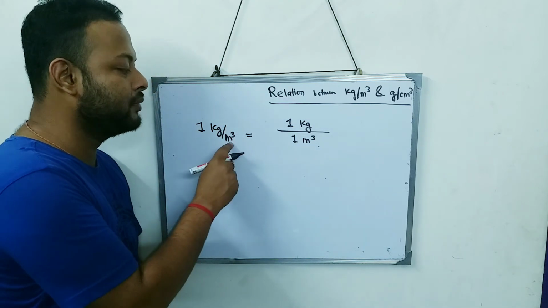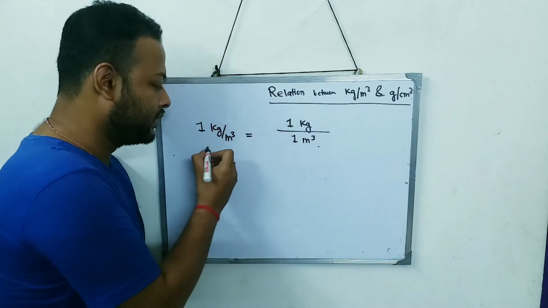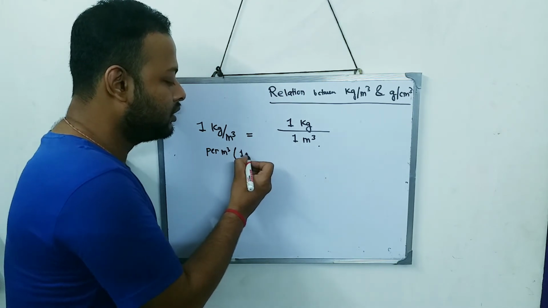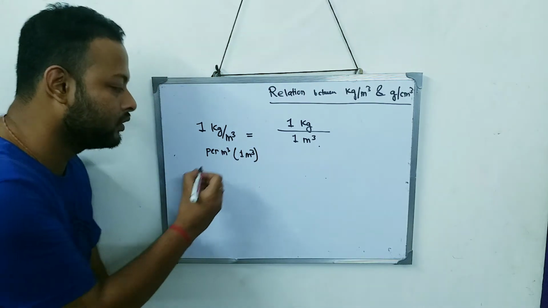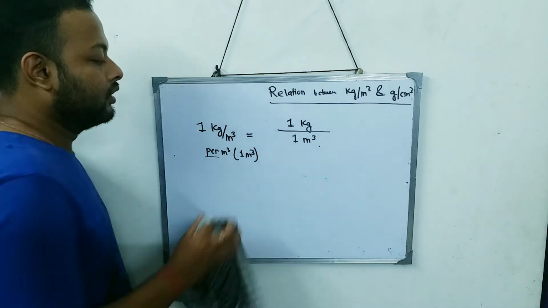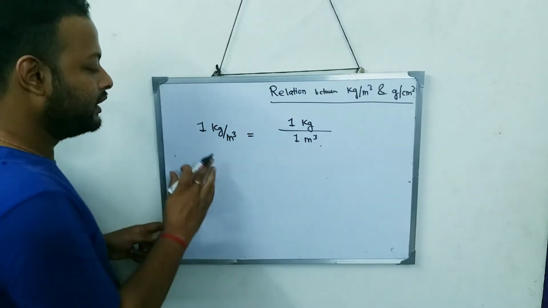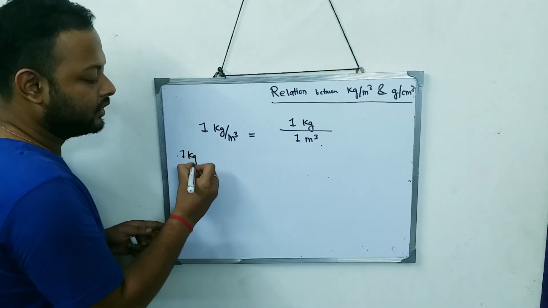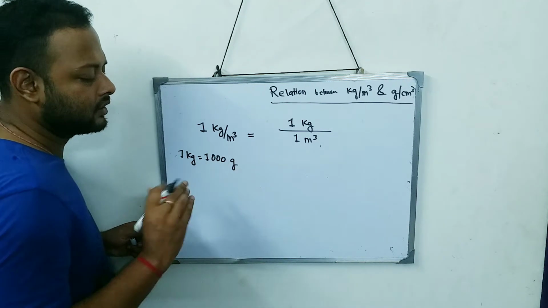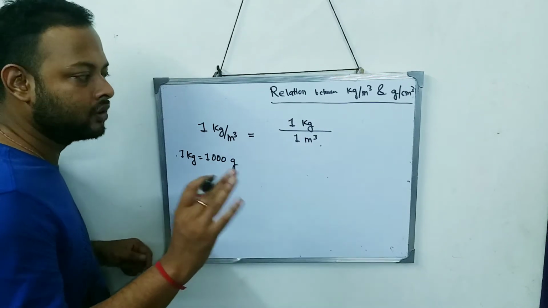1 kg per meter cube means 1 kg by 1 meter cube. So per meter cube generally means 1 meter cube. You have to know this thing. Okay. Now after this, what will we do? We have to see 1 kg is how much gram. 1 kg is very easy. 1 kg is 1000 gram without any doubt.